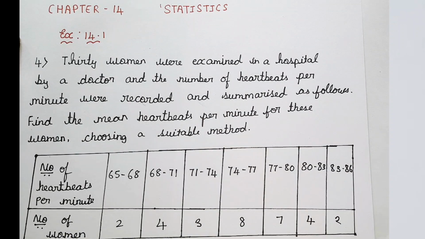So guys, now let us look at the numbers. So the numbers are literally big, isn't it? So since the numbers are big, I am going to solve it by assumed mean method. Why? Because I told you guys, if the numbers are big, solve it by assumed mean method. If the numbers are small, you can solve it by direct method.